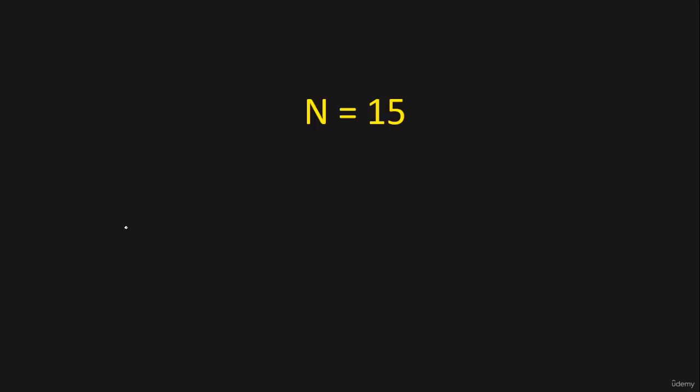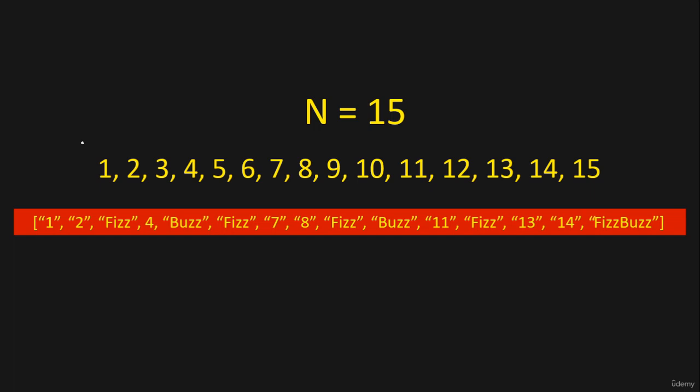If we are given n equals 15, then we have numbers from 1 to 15. 1 is not a multiple of 3 or 5, so we print 1, then 2, and here 3 is a multiple of 3, so we print fizz. 4 is not a multiple of 3 or 5, so we print 4. Then 5 is a multiple of 5, so we print buzz. Then 6 is a multiple of 3, so we print fizz. 7 and 8 are not multiples of 3 or 5, so we print 7 and 8. Then 9 is a multiple of 3, so we print fizz. Then 10 is a multiple of 5, so we print buzz.